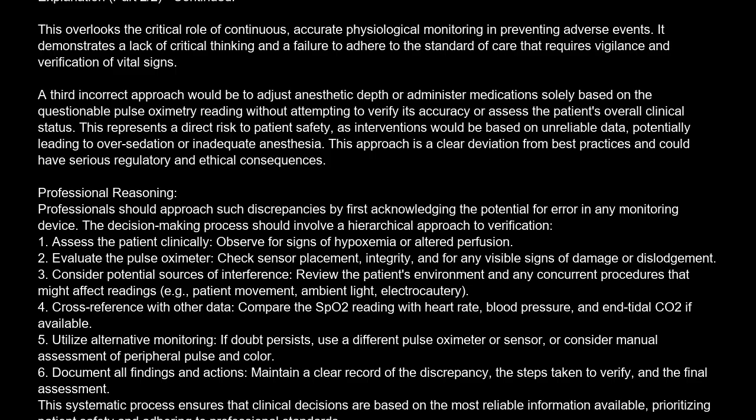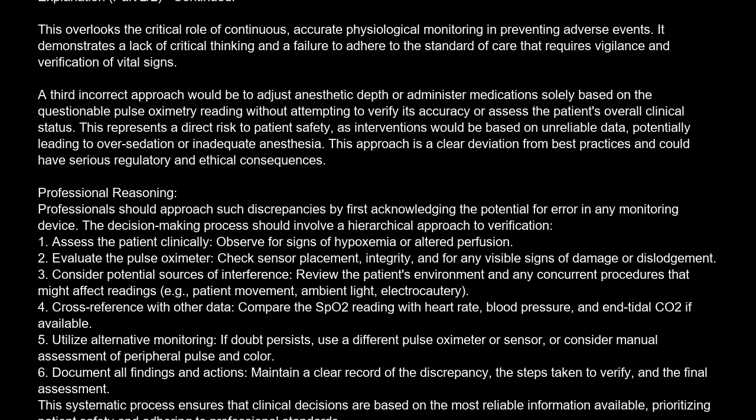Professional reasoning. Professionals should approach such discrepancies by first acknowledging the potential for error in any monitoring device. The decision-making process should involve a hierarchical approach to verification. 1. Assess the patient clinically. Observe for signs of hypoxemia or altered perfusion. 2. Evaluate the pulse oximeter. Check sensor placement, integrity, and for any visible signs of damage or dislodgement. 3. Consider potential sources of interference. Review the patient's environment and any concurrent procedures that might affect readings, e.g., patient movement, ambient light, electrocautery.